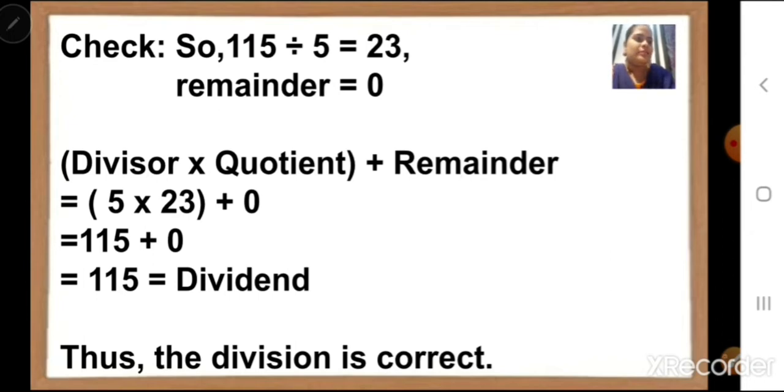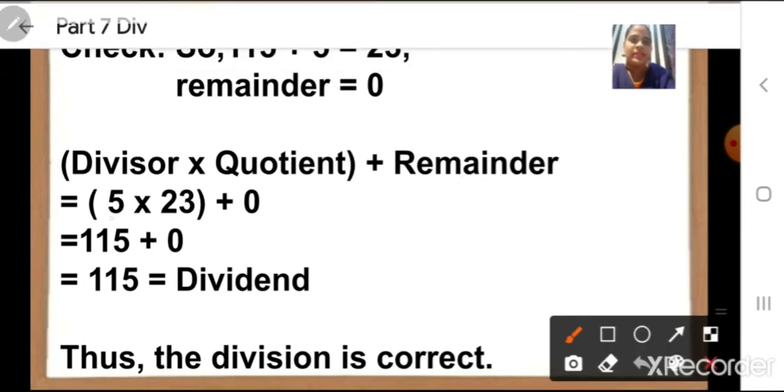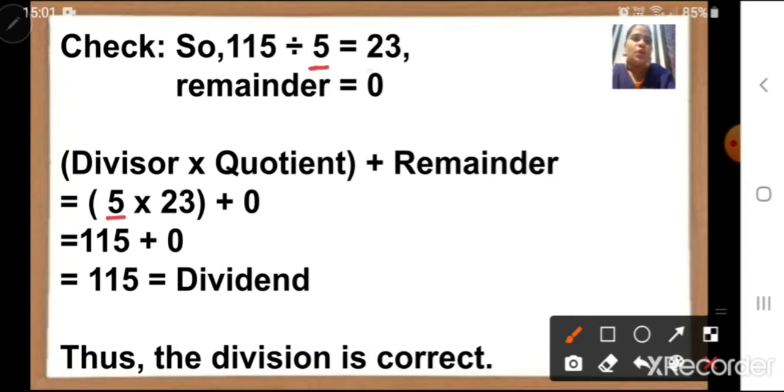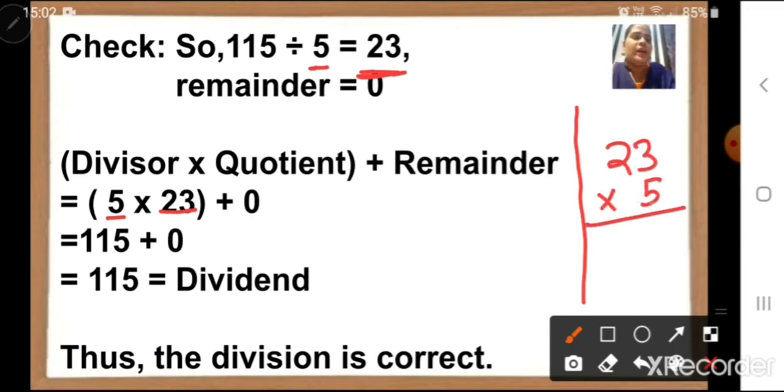Divisor is number 5, correct? Then the quotient or the answer is number 23. Then put the bracket plus 0 because remainder we got 0. Then we have to multiply 5 into 23. Children, we will do it here, right? 23 into 5. Now 5 3s are 15, 5 2s are 10, plus 1 is 11.